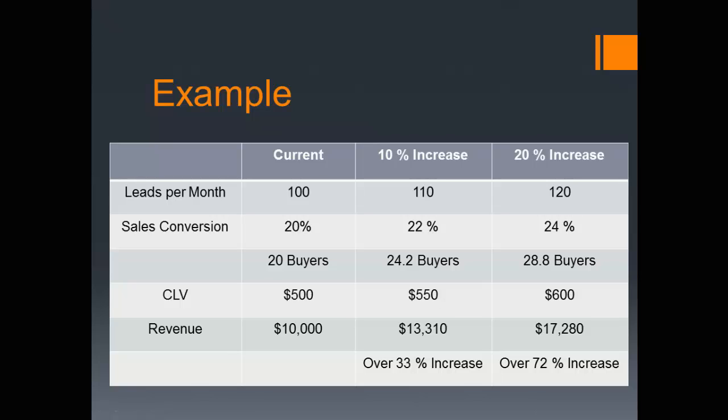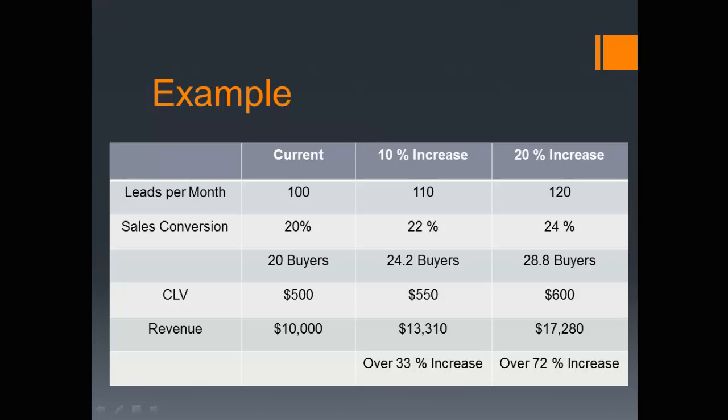So currently ABC Accounting Practice is getting 100 leads per month. So that means 100 people are emailing in, calling in, showing up at this place of business, calling about a rate, downloading some sort of information packet, subscribing to your email newsletter, any sort of lead coming in.